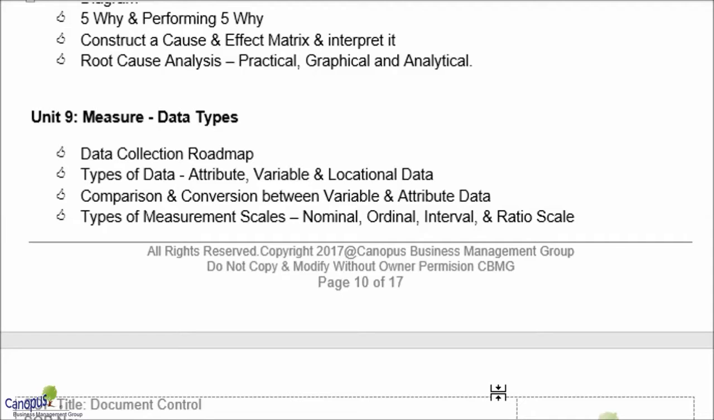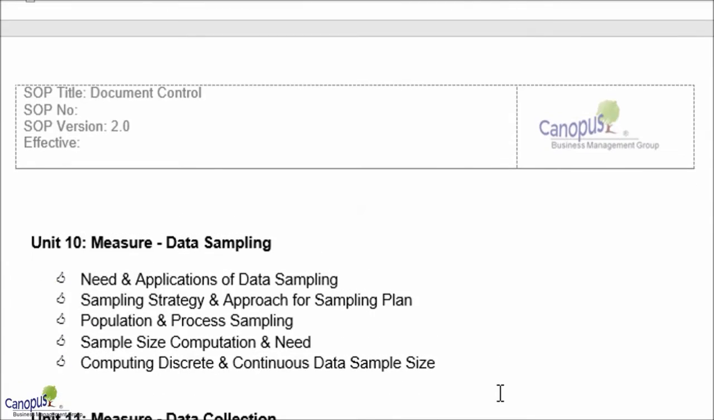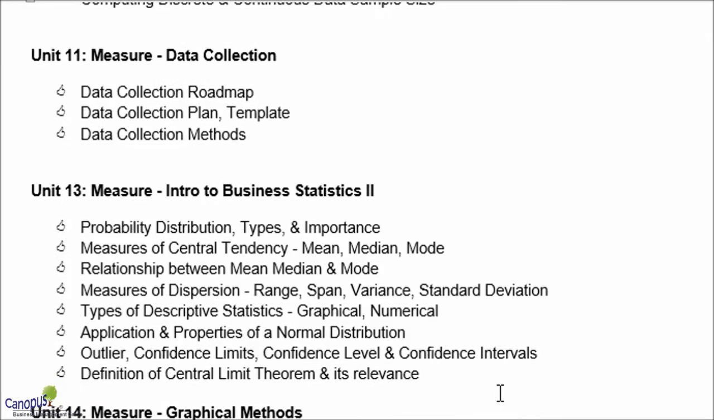We are going to talk about what are the different methods in which the data can be collected, how can it be converted from one form to another, and what are the different measuring scales. Data sampling talks about sampling strategy, different approaches to sample the data, and sample size computation. Data collection itself is the physical act of going and collecting the data, and we would give a lot of tips here.